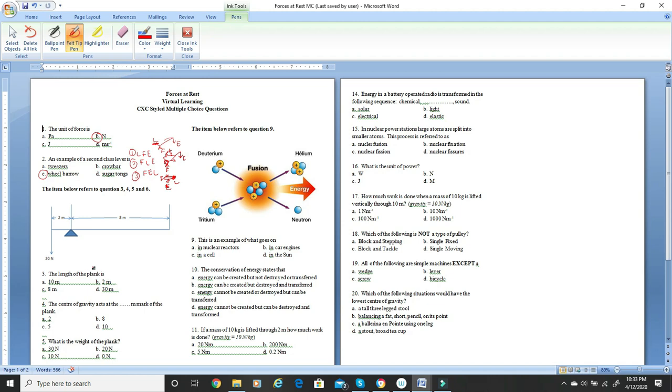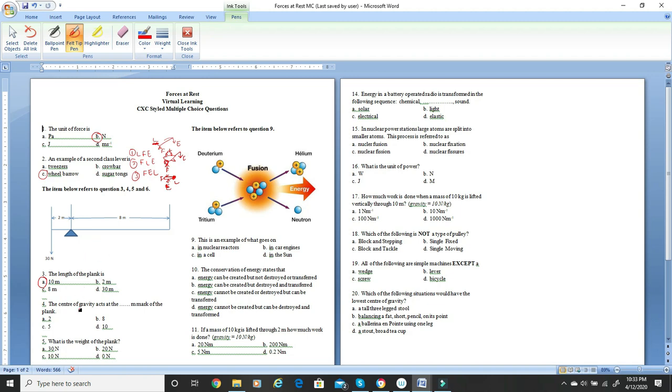Now the length of the plank is, so here we have the item below refers to questions 3, 4, 5, and 6. Let's look at this, it looks like a turning moment question. The distance between the pivot and this over here is 2 meters. And the distance here to the other end here is 8 meters. So you add these two and you get 10. So that wasn't so hard. That was a giveaway question.